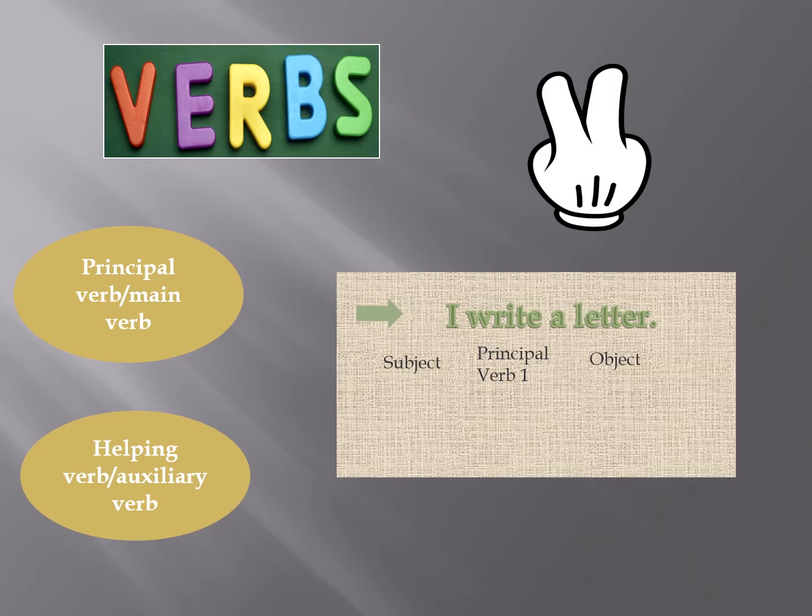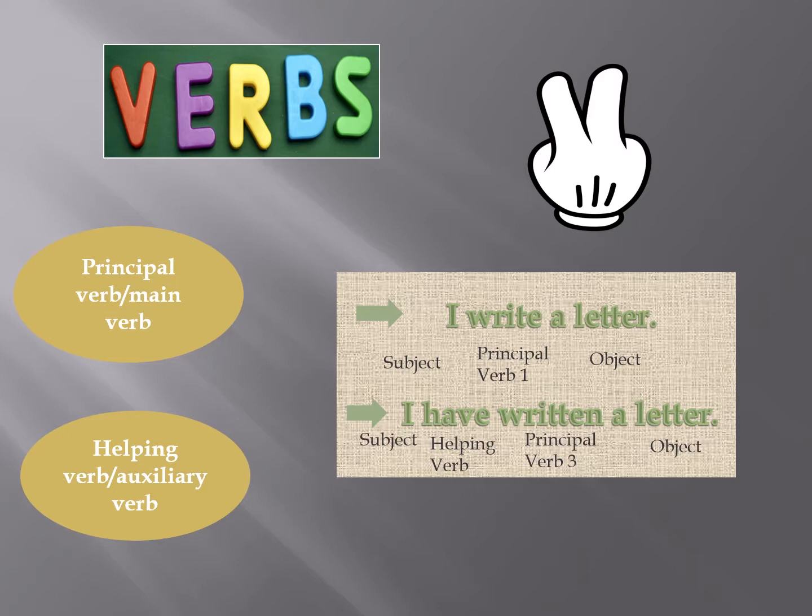Let's have another look at another sentence. Try to understand with another example. I have written a letter. Here, I is a subject, have is a helping verb, written is a principal verb, and a letter is an object.